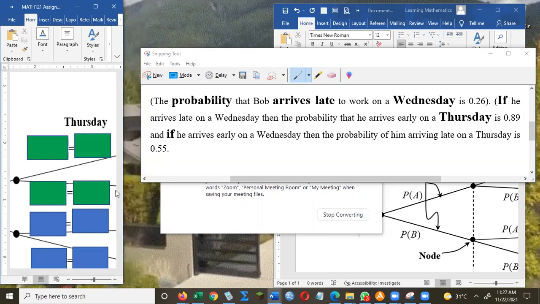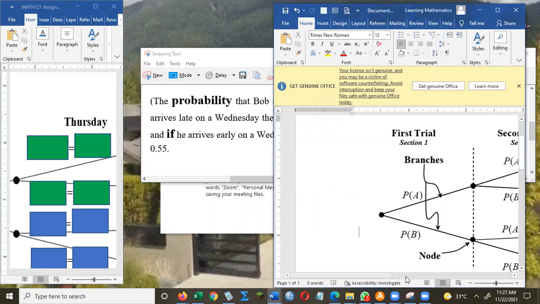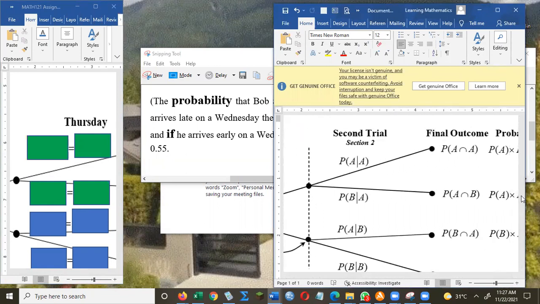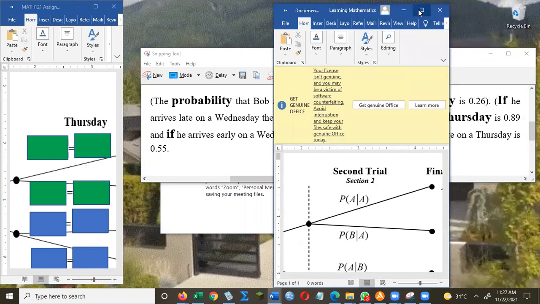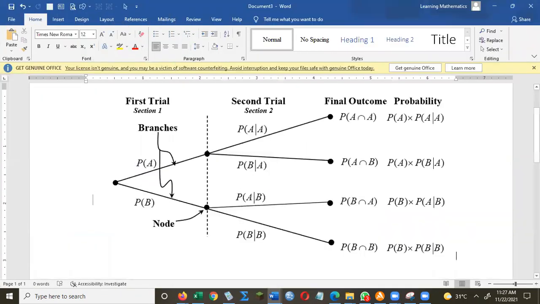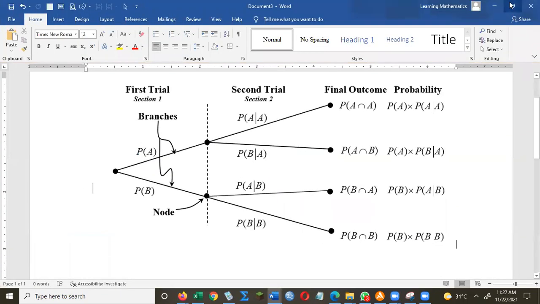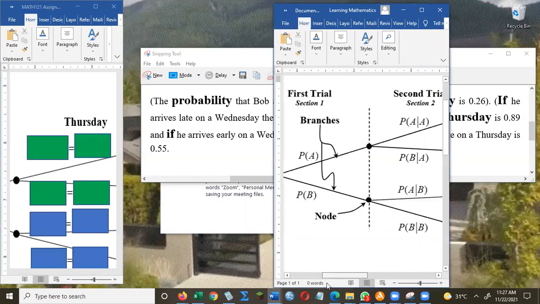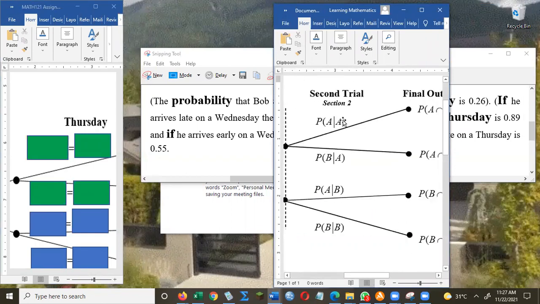So Thursday is the second section. We call it the second trial there. And you can see the symbol if. When you're doing your conversion, you can actually start with the symbol if. Look at it: if A, if A, if B, if B.